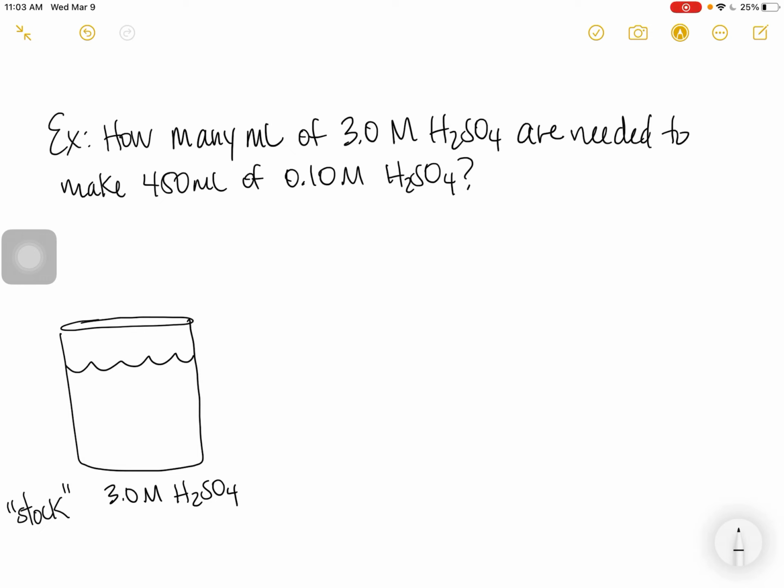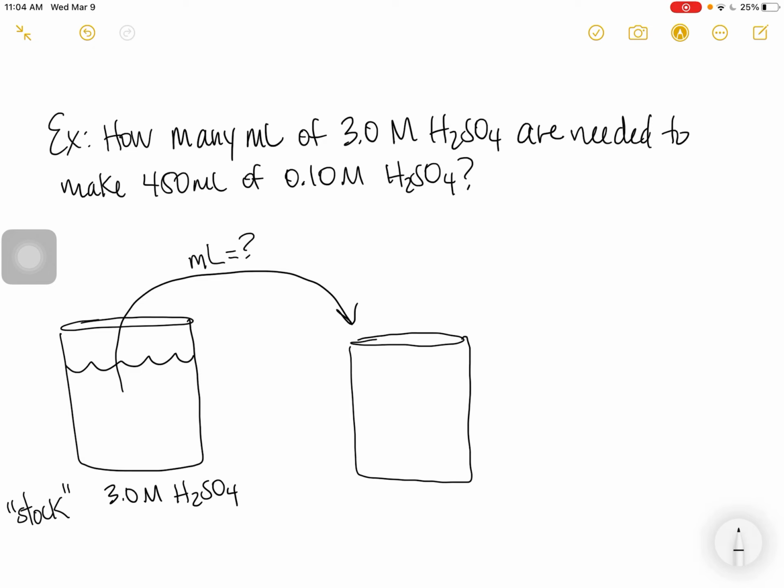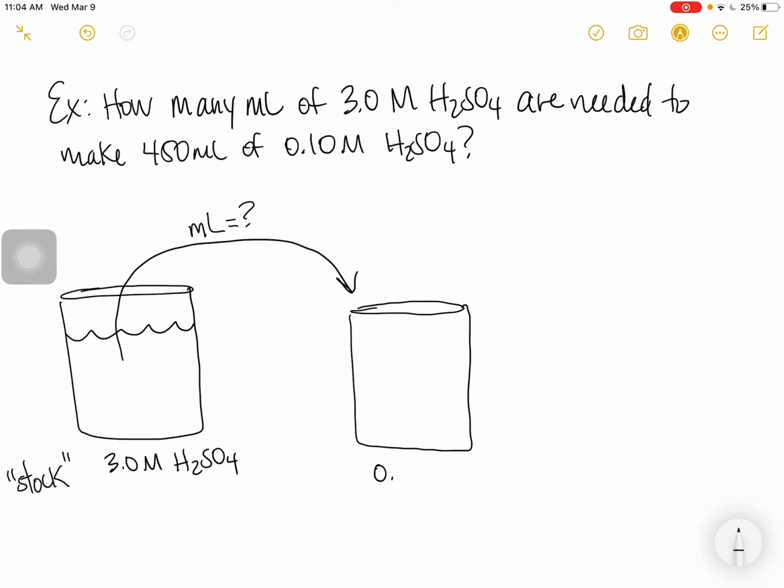So our question that we're being asked is how many milliliters of this solution do I need to take out of that container, put into a new container that eventually will be 0.1 molar and 450 mils total.